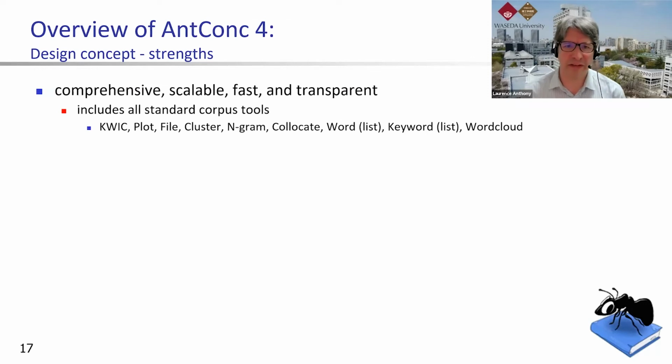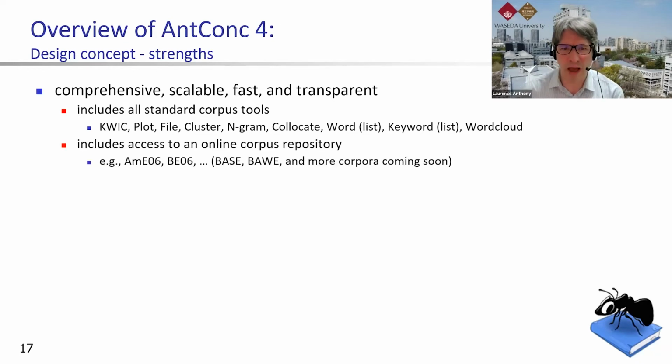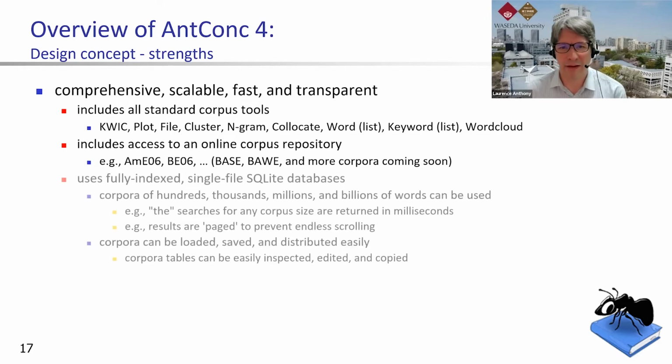So firstly, as I say, it does include all the standard corpus tools that people use, but it doesn't include some of the more niche tools that people use. In that sense, it's comprehensive. It also includes an online corpus repository. It has things like the BNC and BE06 general English corpora built in, and other corpora like BAWE and BROWN are going to be added soon. I already have permission to include that.